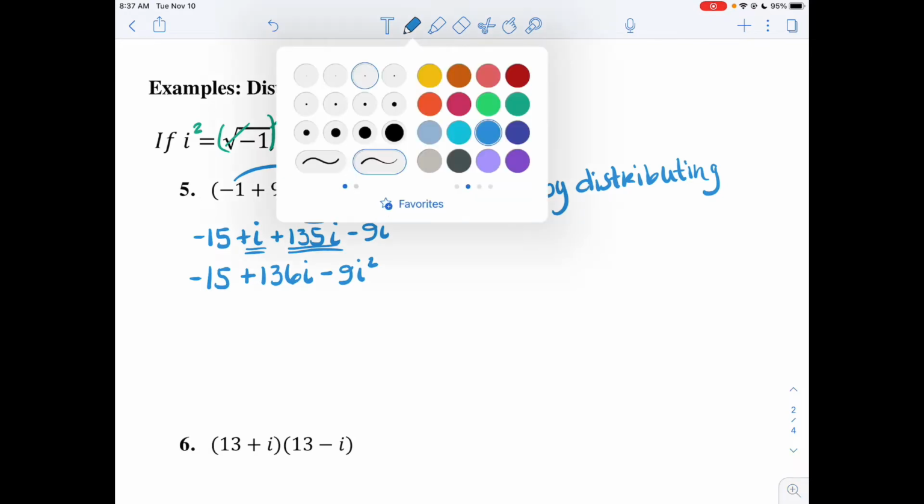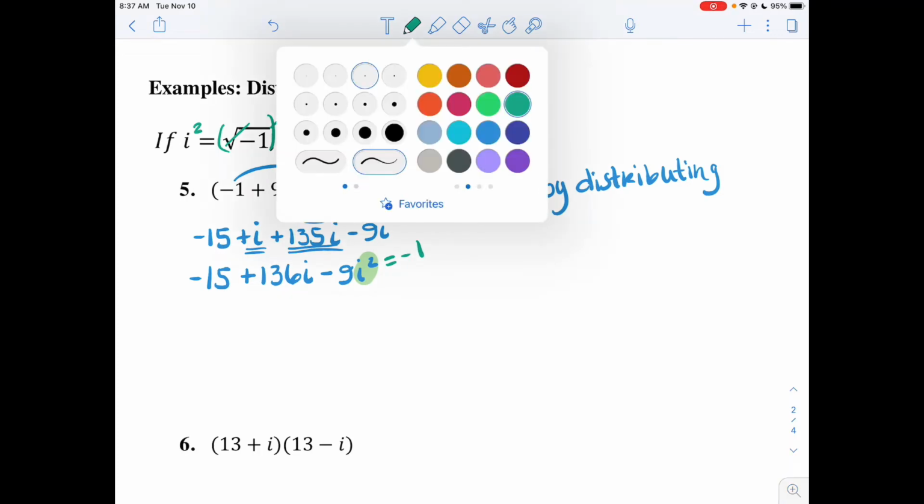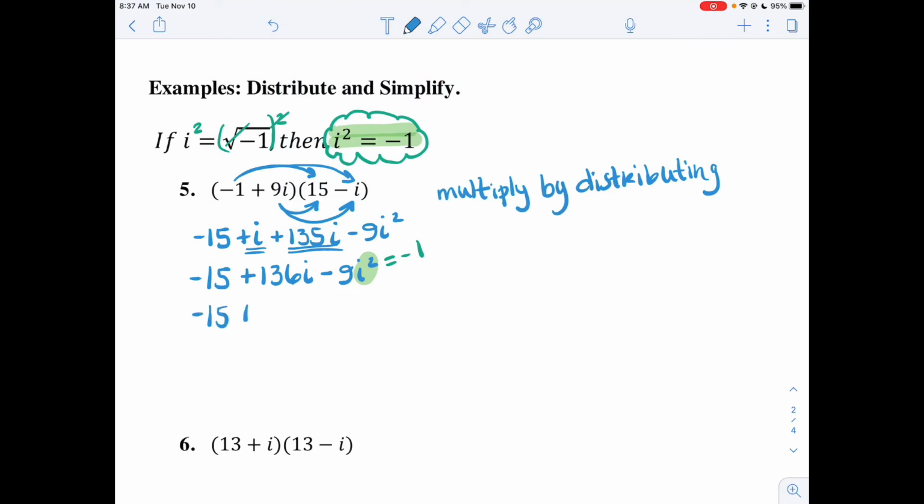But we learned something up here. We learned that i squared is equal to -1. So what I'm going to do in this expression is I'm going to take this i squared and I'm going to say that that is equal to -1. So if that's equal to -1, I can rewrite my problem as -15 plus 136i minus 9 times -1, because i squared is equal to -1. And now I can continue simplifying.